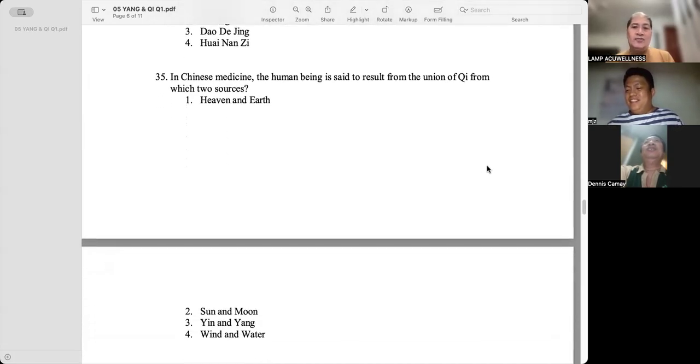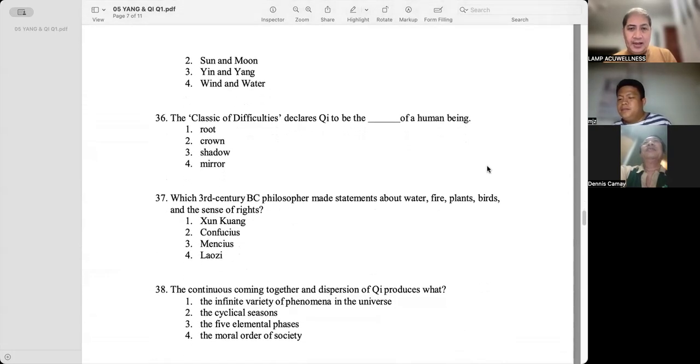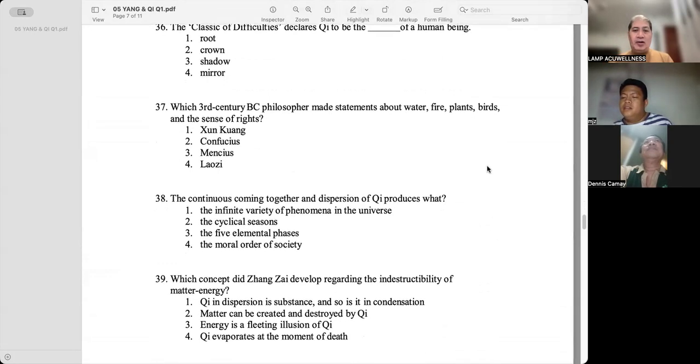In Chinese medicine, the human being is said to result from the union of qi from which two sources? Heaven and earth. In the Classic of Difficulties, declares qi to be the blank of a human being. Root.